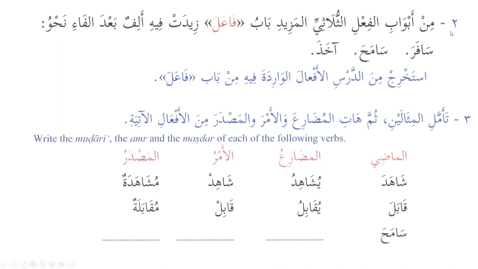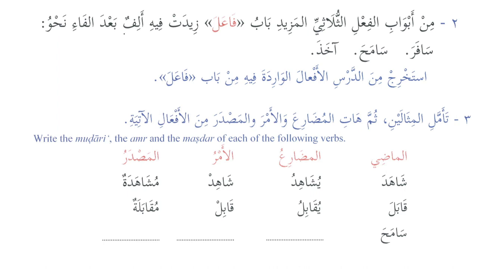Question number 2. من أبواب الفعل الثلاثي المزيدي باب فعل. From the derived forms, we have the bab which is called فعل. زيدت فيه ألف. Alif is added to it. زيدت. This is the passive form for zada yazidu, yeah? So zada yazidu, and the passive will be zida yuzadu.